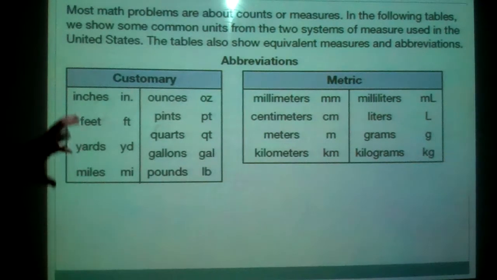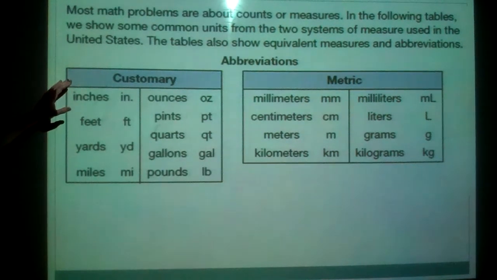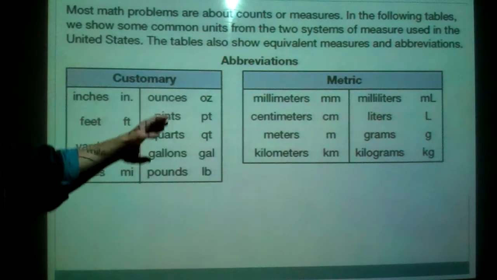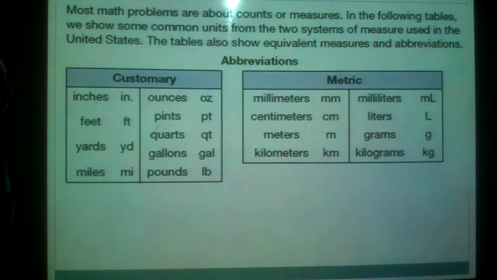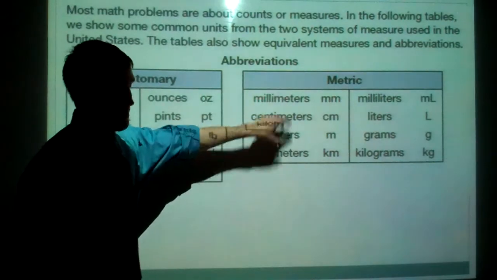Alright, just a little introduction with the abbreviations here. This is the customary system. This is what we're most familiar with. And then we have the metric system.